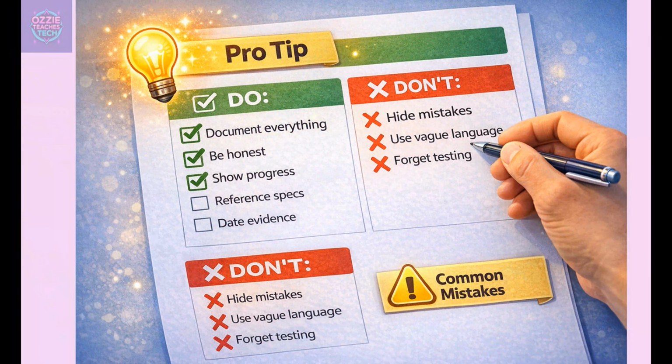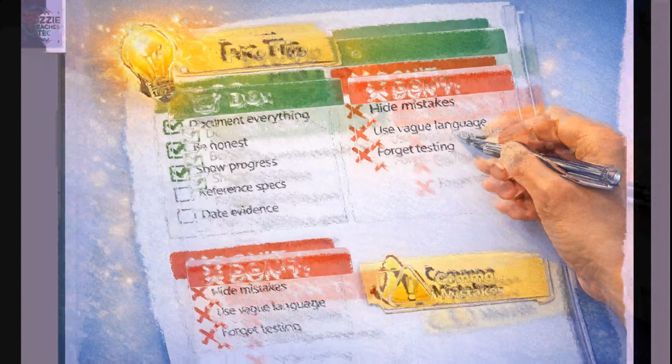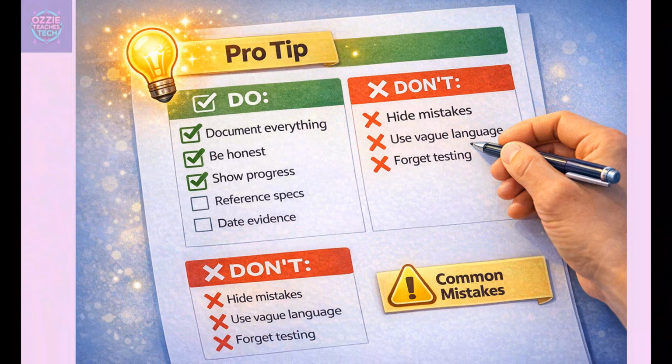What are some of the common mistakes to avoid? Plan is too vague for others to follow. No evidence of actually following the plan. Changes aren't documented or justified. Technical skills aren't clearly demonstrated. Solution doesn't meet the design specifications.